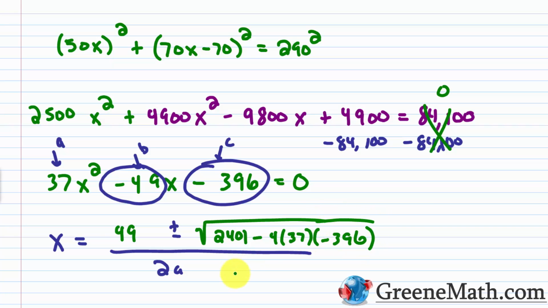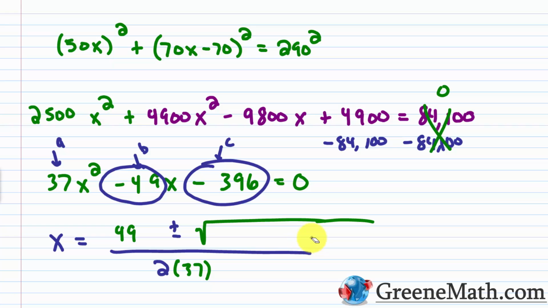And we can crank this out now or come back in a minute. Let's just come back in a minute. For A, we have what? We have 37, so let's plug that in there. All right, let's do our calculation. So negative 4 times 37 is negative 148. Then times negative 396 is going to give me 58,608. So let's just put plus 58,608. If we sum 2,401 and 58,608, we get 61,009.